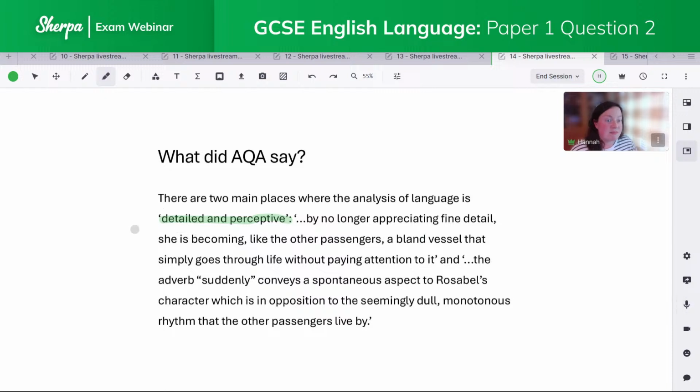Detailed means you're zooming in, you're showing you understand the full quotation, very detailed, full of depth. Your analysis is full of depth. And perceptive, as I mentioned earlier, means thoughtful. So have you picked out the best quotations that you can analyse the best, basically? Can you zoom in once or twice in depth? And they highlight the 2 examples of where the student did that, where they've said things like this.